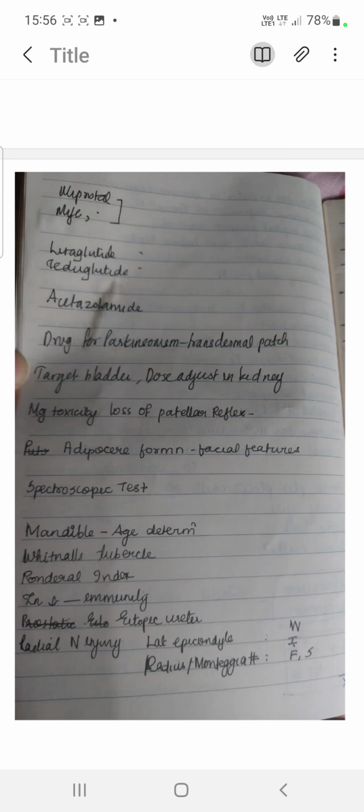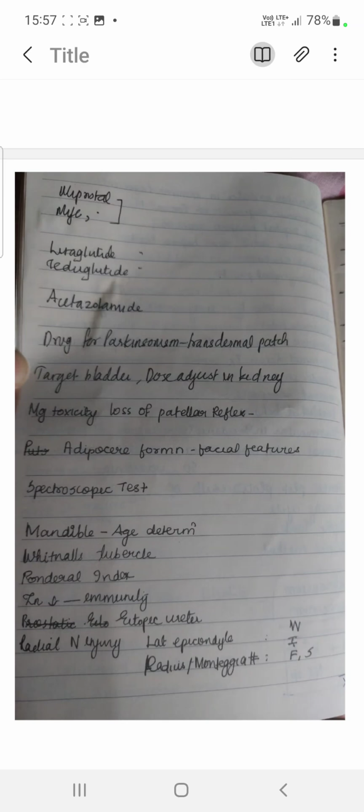What happens in adipocere formation? There will be saponification, so the facial features become more prominent. Spectroscopic test is done for blood, spectroscopic, RBC.